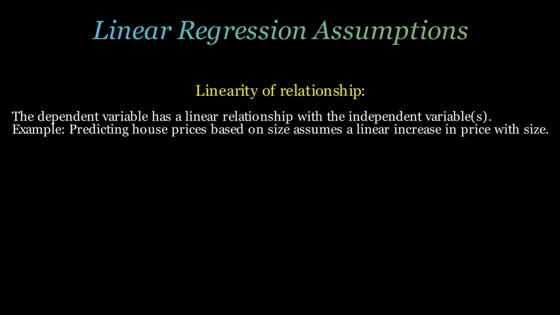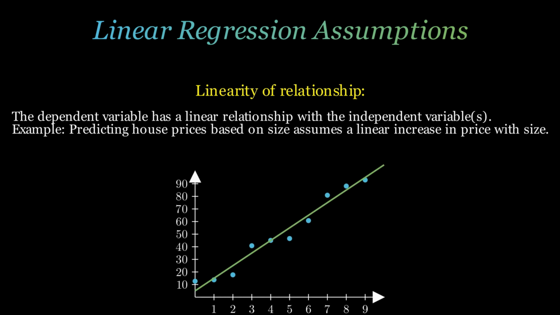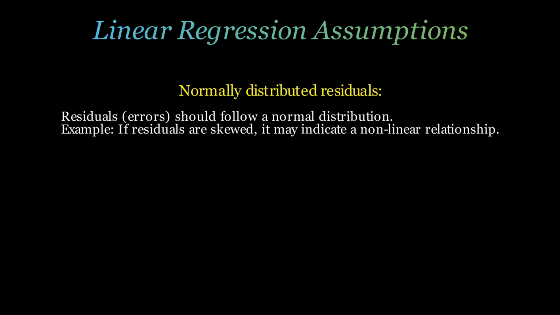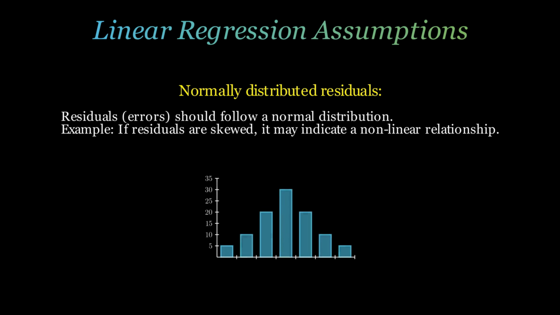The first assumption of linear regression is linearity. This means that the dependent variable has a linear relationship with the independent variables. The second assumption is that residuals should follow a normal distribution. This ensures the errors are symmetrically distributed.